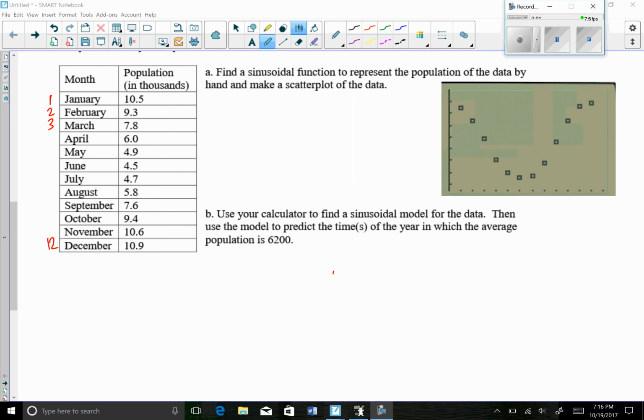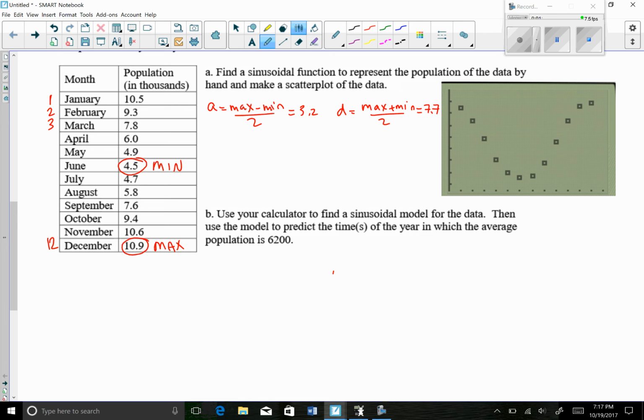Remember, when you're coming up with an equation, that means you want to find your max and min values because that's going to help you find your amplitude and your midline. So it looks like here at 4.5, we have a minimum, and here at 10.9, we have a maximum. So to find my amplitude, remember it's equal to your maximum minus your minimum divided by 2. So you can do that on your calculator. So we have 10.9 minus 4.5, divide that by 2, and you would get 3.2. And the midline is, of course, your maximum plus your minimum divided by 2. So when you do that on your calculator, 10.9 plus 4.5 divided by 2, you get 7.7.